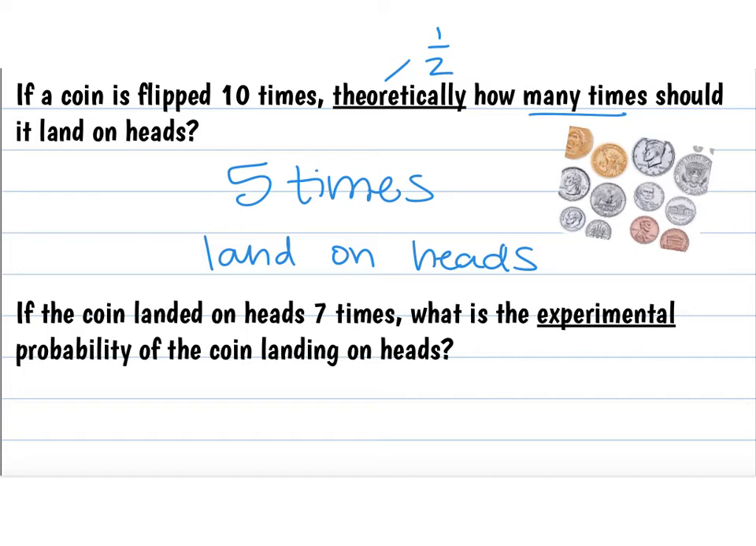But if the coin landed on heads 7 times, what is the experimental probability of the coin landing on heads? Experimental is what actually did happen in the experiment, and it's telling us that it landed on heads 7 times out of the 10 flips. So that means it's got a 7 out of 10 experimental probability.